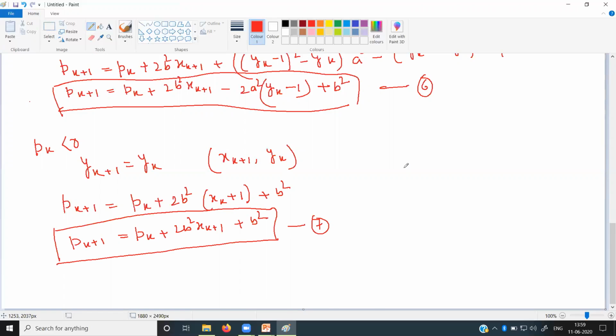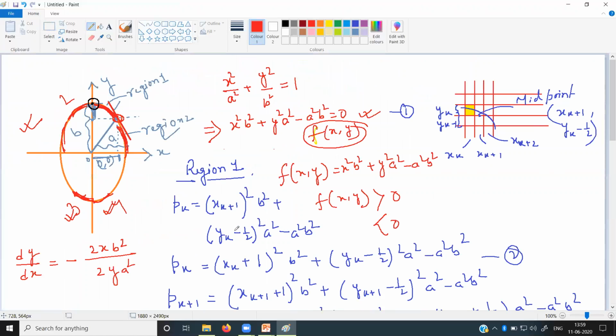So that's all for today's lecture. What I have discussed so far is how to generate the points on region 1 of the ellipse. I have shown you how to calculate the decision parameter, because based on the decision parameter we will compute the points on region 1. In my next class, I will again compute the decision parameter for region 2. Then I will show you how to write down the algorithm and solve the problem so that we can generate the points on the ellipse.